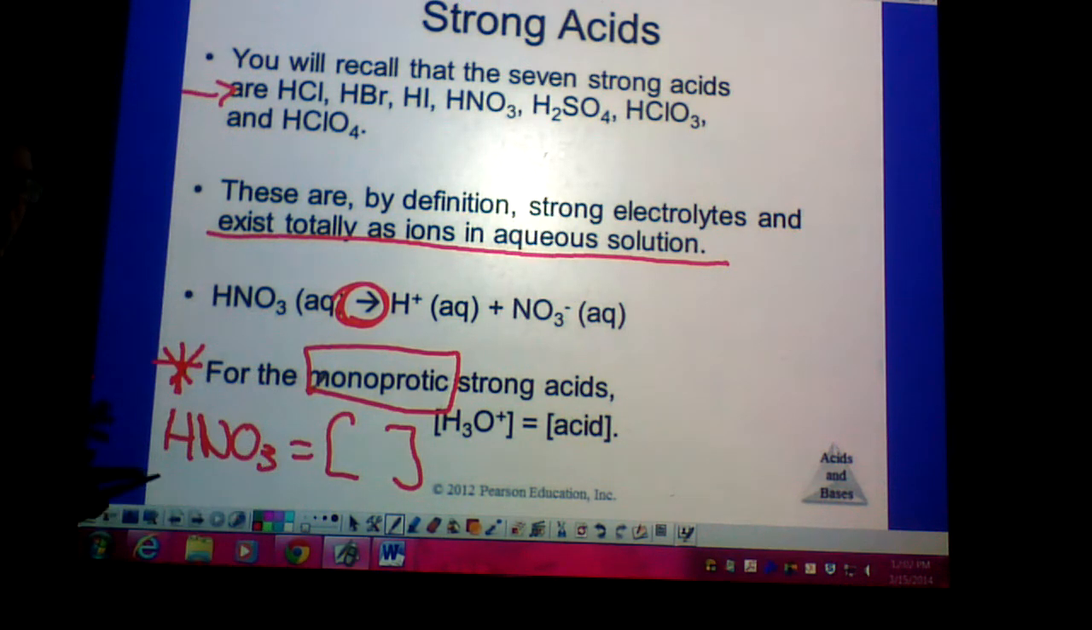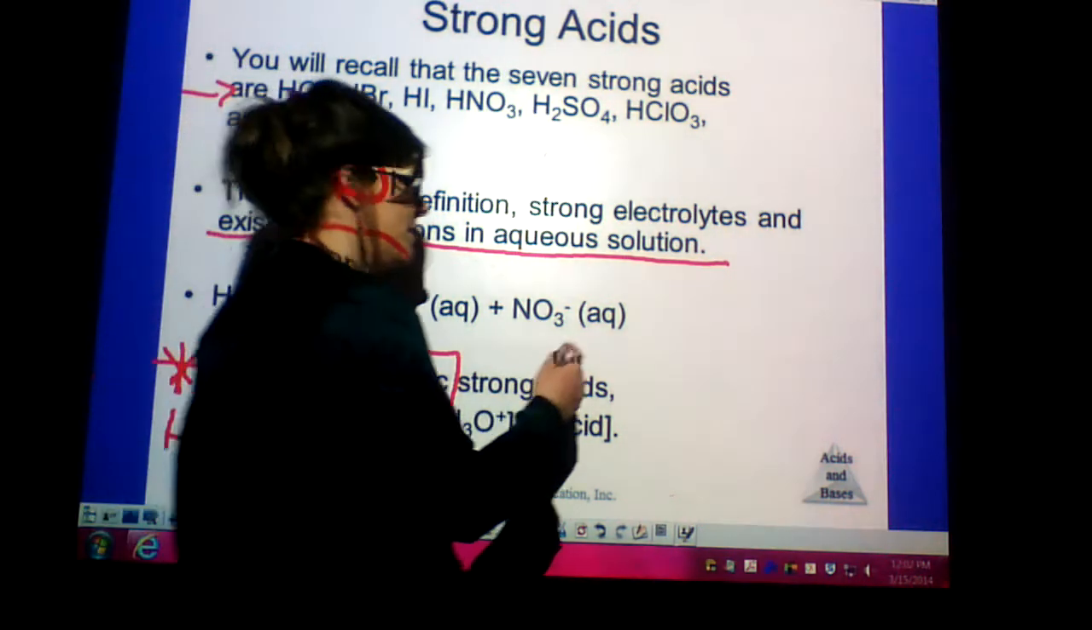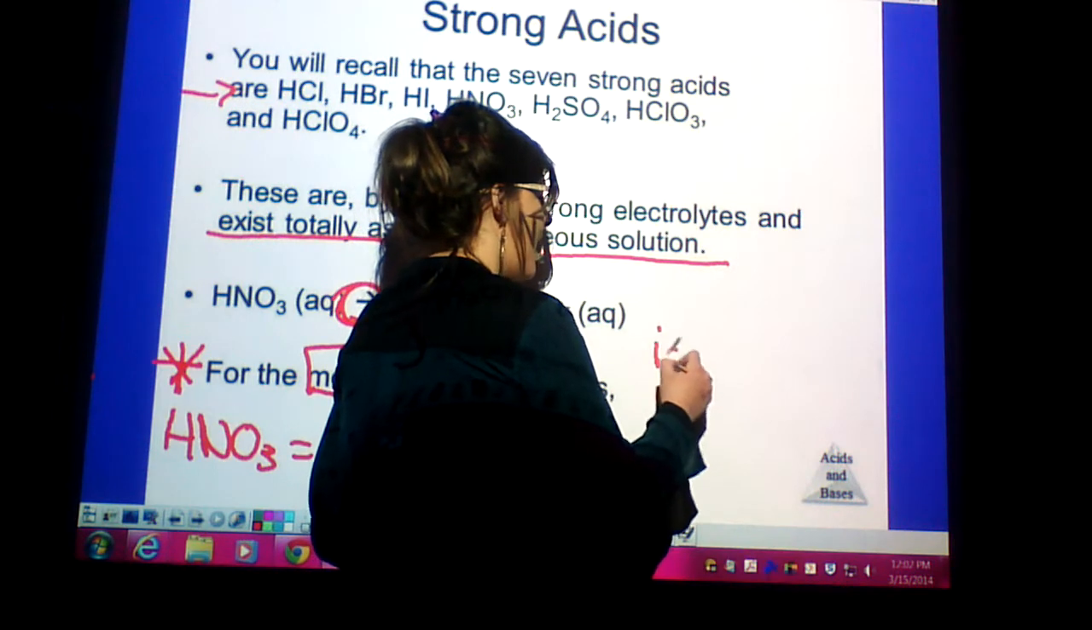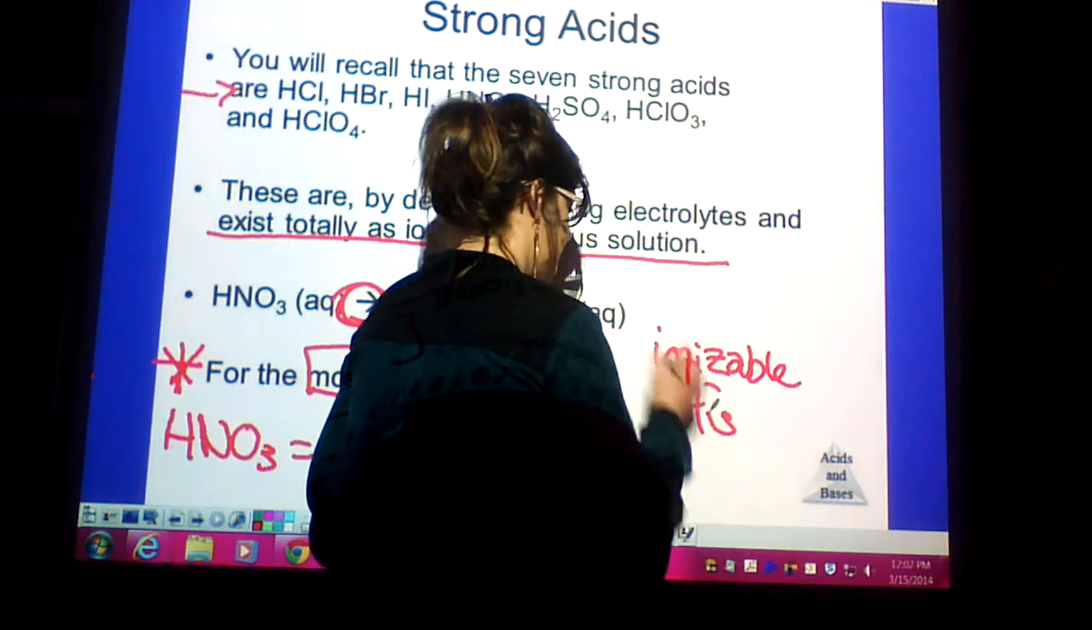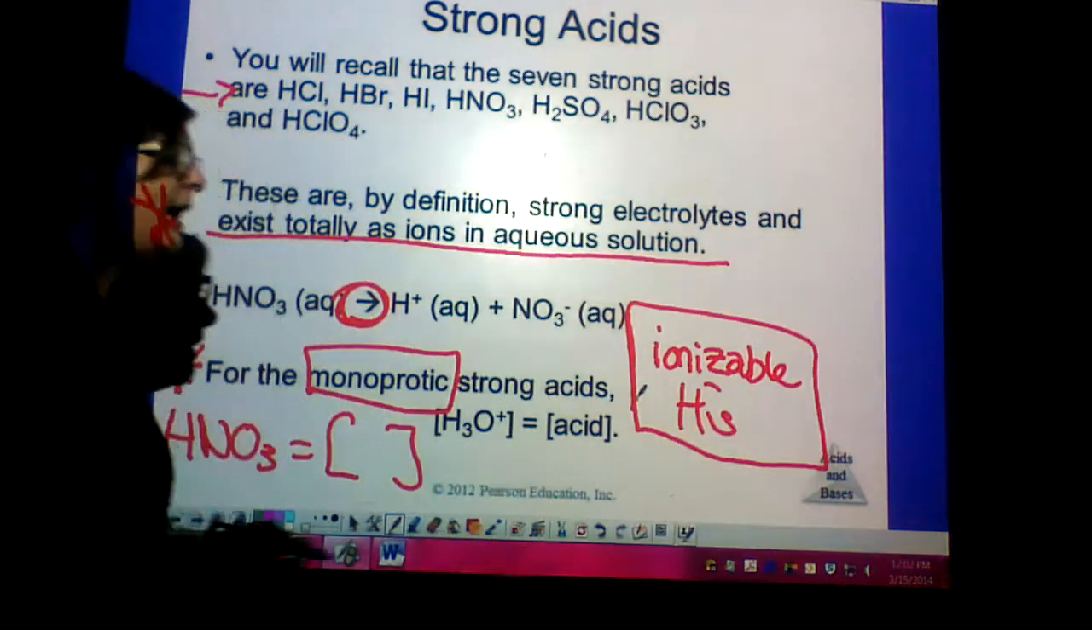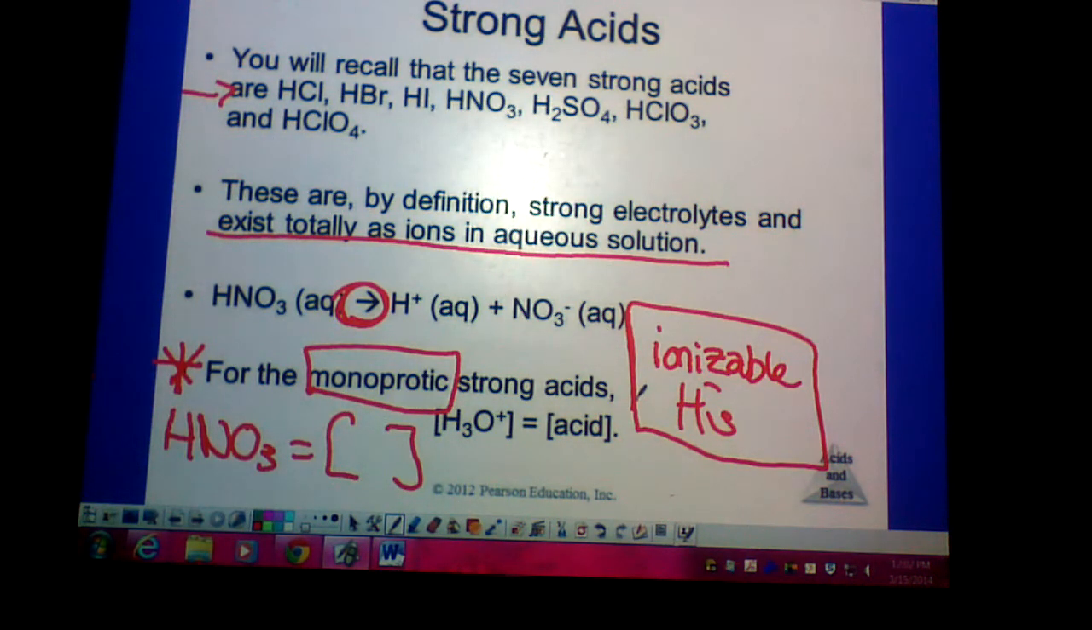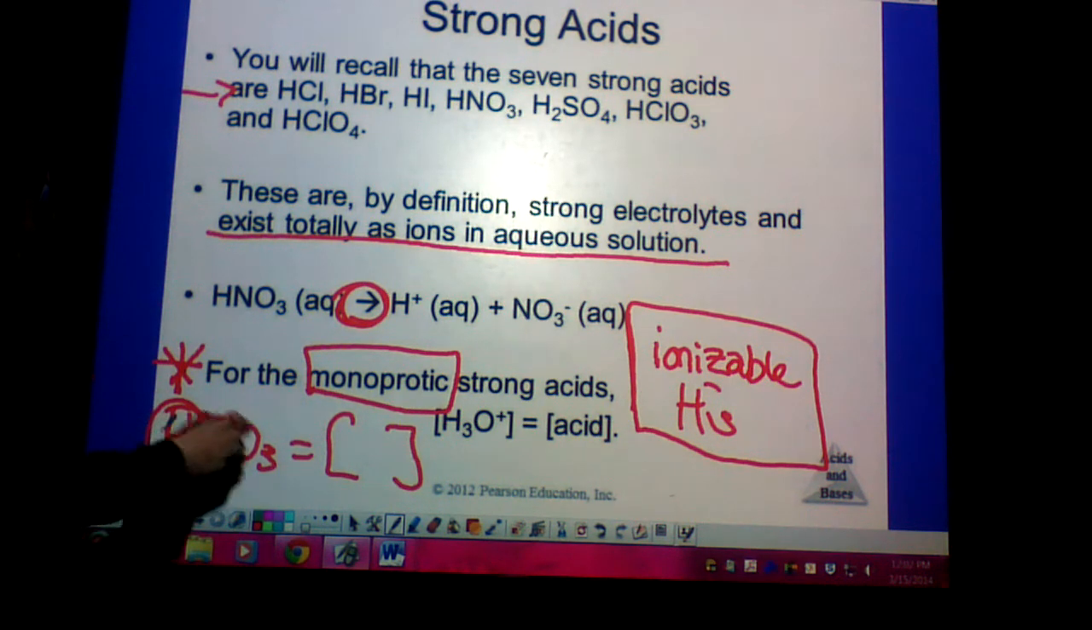But remember, it's not just any hydrogen. For acids, when they dissociate, they need to be ionizable hydrogens. Remember that an ionizable hydrogen is something that can dissociate when it's in water to form a hydrogen ion. So in HNO3, the hydrogen ion here can break apart from the nitrogen, and it could leave me with NO3 minus and H+. So this does have an ionizable hydrogen.